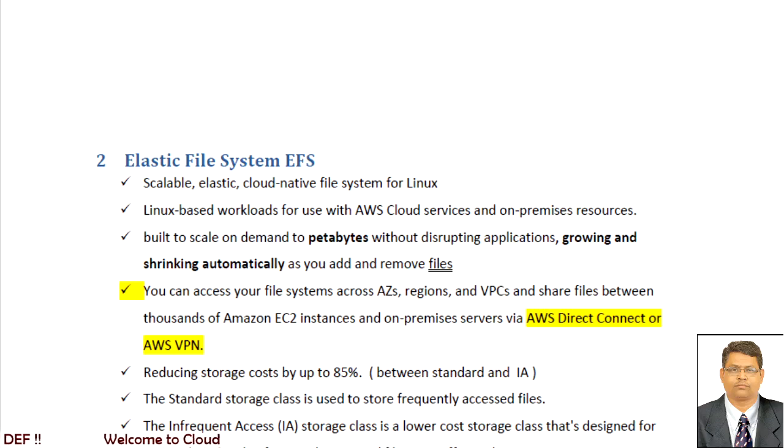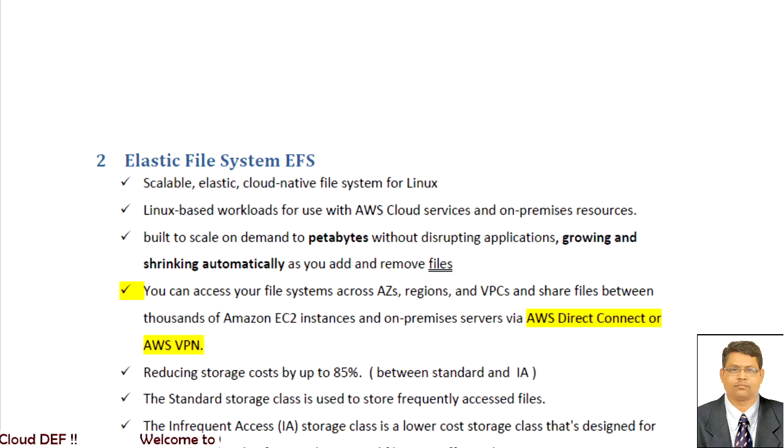Elastic File System, EFS. Scalable, elastic, cloud-native file system for Linux-based workloads, for use with AWS cloud services and on-premises resources. Built to scale on demand to petabytes without disrupting applications, growing and shrinking automatically as you add and remove files. You can access your file systems across AZs, regions, and VPCs and share files between thousands of Amazon EC2 instances and on-premises servers via AWS Direct Connect or AWS VPN.